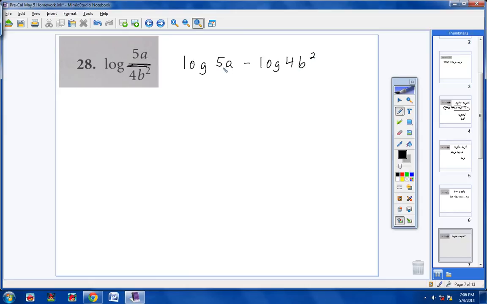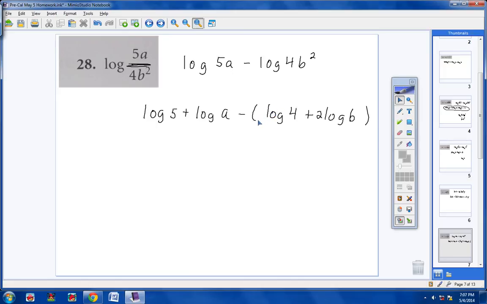Now, I have 5 times a here, so I'm going to write this logarithm here as two different logarithms. So log of 5 plus the common log of a, and then minus, then be sure and put parentheses because the negative sign goes to this entire log. So we're going to have inside the parentheses the common log of 4 plus the common log of b squared. Okay, now we're going to pick up this 2. Obviously we're going to put it right here. I see no other exponents that I can do that with.